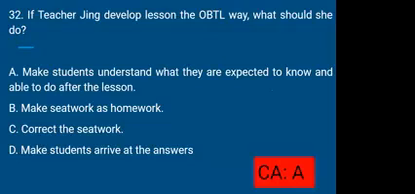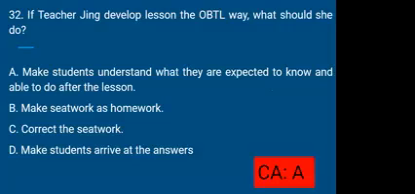Make students understand what they are expected to know and able to do after the lesson. Diba? Sinabi natin kanina, before you begin with the lesson, make sure you present first the objectives or the learning outcomes to your students so that they are aware of what you are assessing. And at the same time, they have a guide in understanding the subject matter contents.